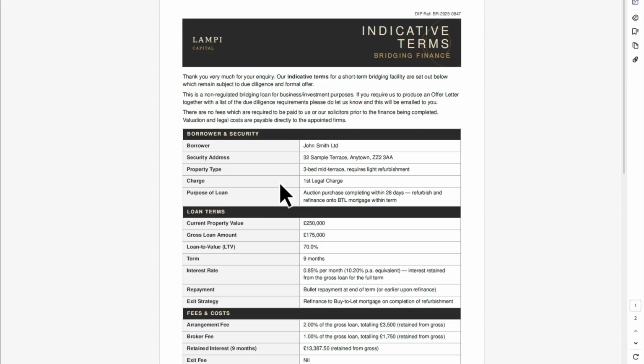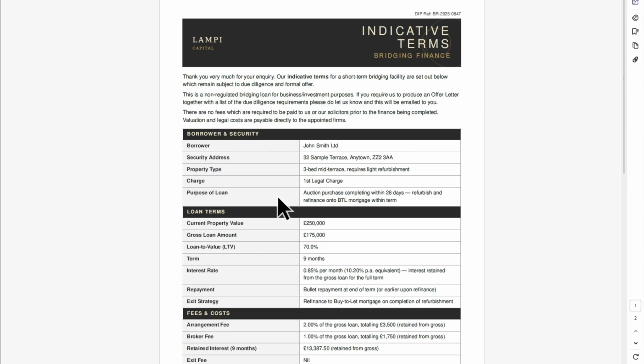Then there's the charge. This is simply the ranking of the legal charge that the lender will be taking. So it's first, second, third, or equitable charge typically. If you want to know more about those 4 types of charges, leave a comment below and I'll do another video on that another time.